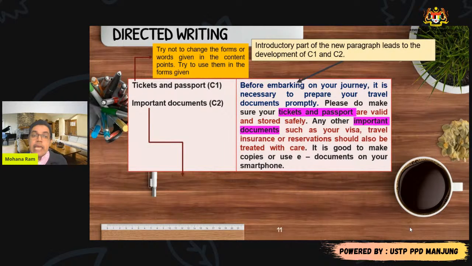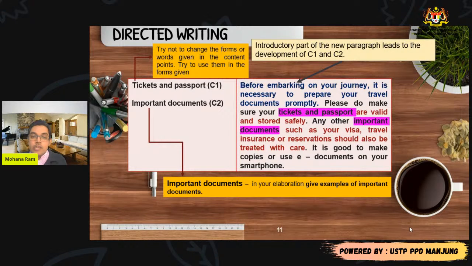Okay, the next thing, important documents. In your elaboration, you can give examples of important documents. So here, I've shared with you: any other important documents such as visa, travel insurance, or reservations should also be treated with care. Okay, now common errors that students would do, let me tell you what they do.